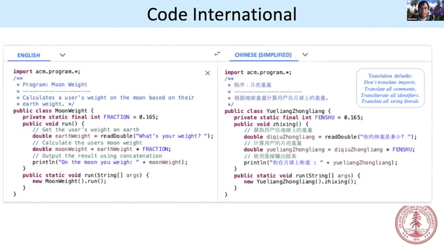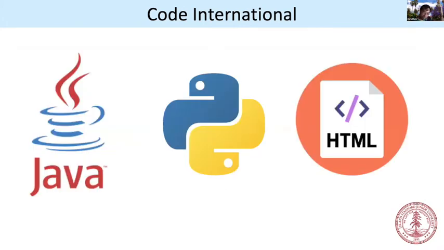But anyways, we end up with this tool that works very well. You can choose if you want to translate strings. You can make some decisions about how you want your comments translated, but basically you can put text in one language and say, give it to me in another language, but in the same programming language. CodeInternational works for Java, Python, and even HTML.